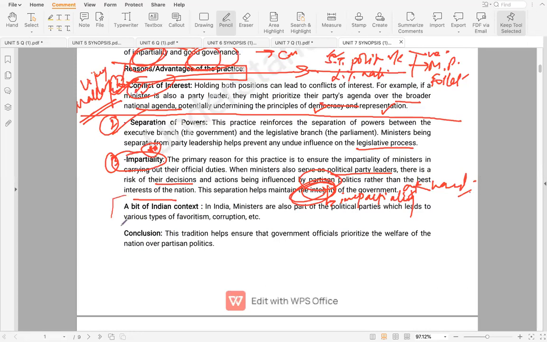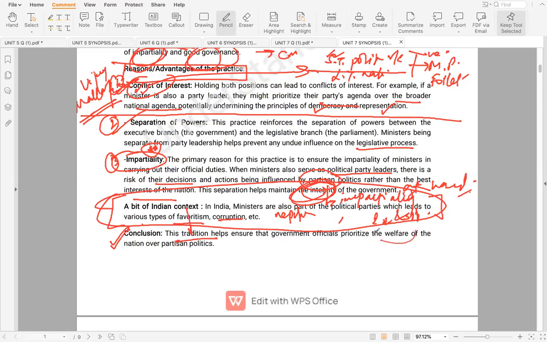Try to talk a bit about the Indian context. In India, ministers are also part of the political parties, which leads to various types of favoritism, corruption, nepotism, abuse of power, misuse of authority, going against the principles of rule of law and separation of power. Right? Try to write it in a line because it's a 10 marker, and then also try to conclude it by saying that this tradition, if applied in the Indian context, will also help to ensure that government officials prioritize the welfare of the nation over their petty party or partisan politics.